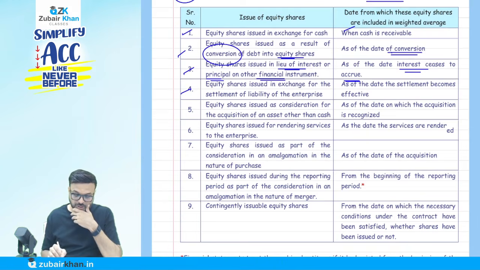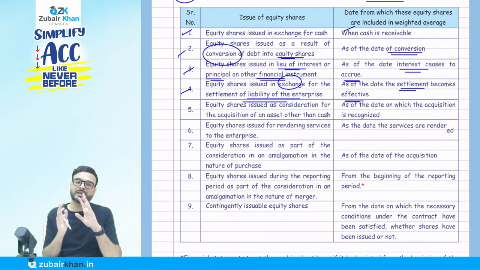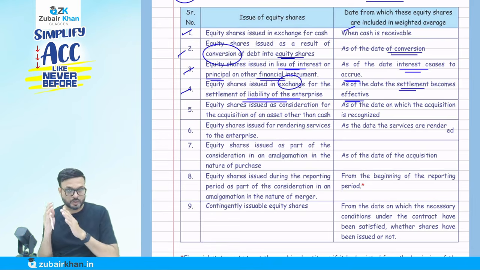Now, equity shares issued in exchange for settlement of a liability of the enterprise: as of the date the settlement becomes effective. So there is a certain liability we are liable to pay. We say, listen, cancel this liability, I will give you the shares. So the date on which the settlement becomes effective will be considered the date of issue of shares.